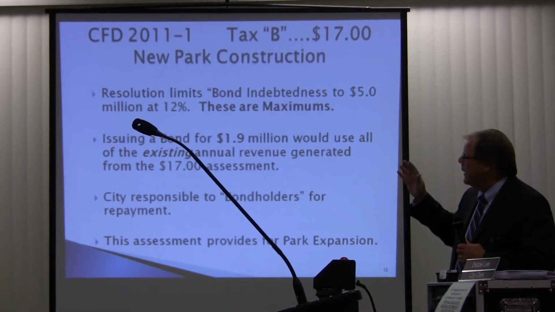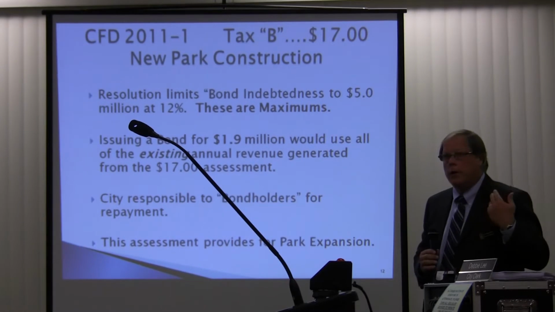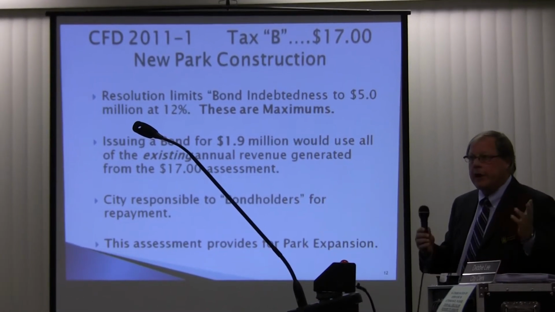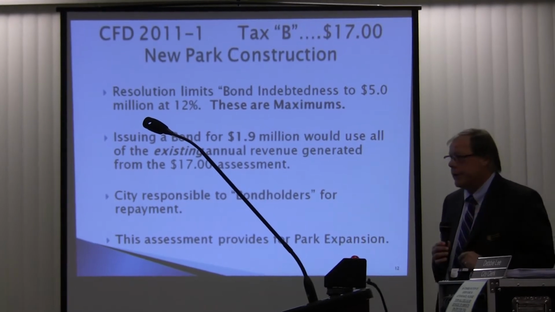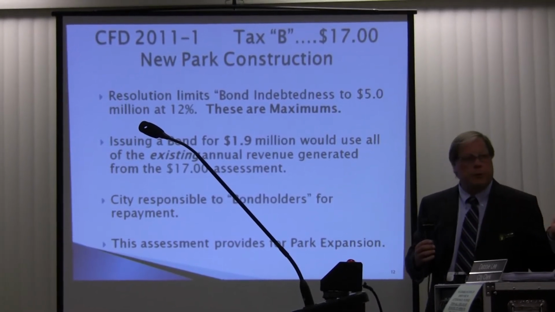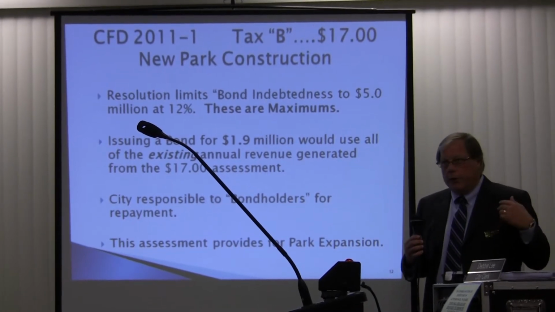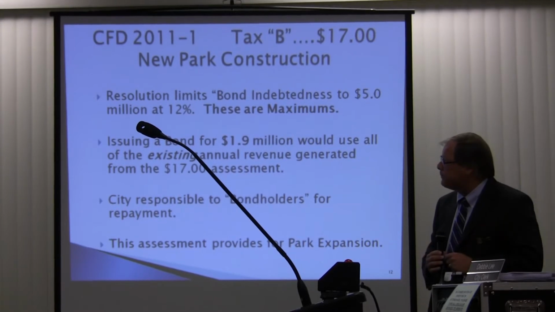What we're adopting is a limit of $5 million for bonding. In other words, a $5 million loan limit at a 12% interest rate. That's the limit. We can never exceed that through the life of this bond program, which is about 40 years, but realistically about 20 years.